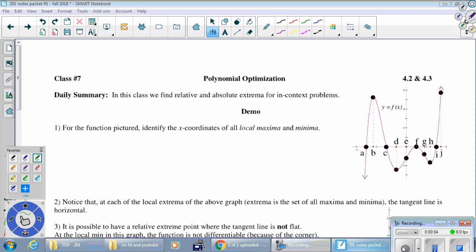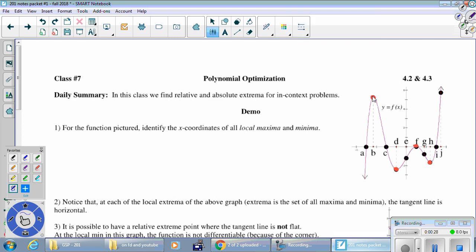Lesson 7 demo. In this class, we find relative and absolute extrema for in-context problems. 1. For the function pictured, identify the x-coordinates of all local maxima and minima. So we're looking for points that are higher than any point nearby. For example, there's a local max, and there's a local min, and another local max, and another local min. We're not saying those are the highest or lowest points anywhere on the graph.